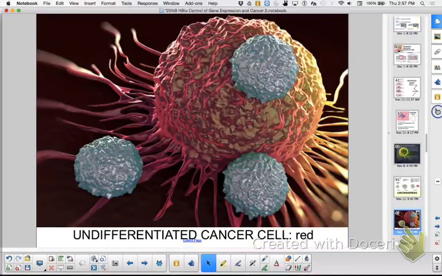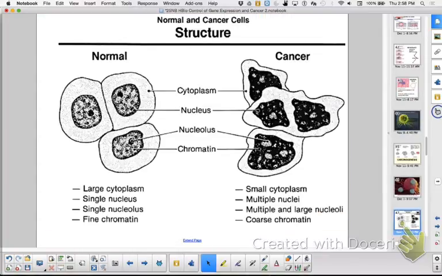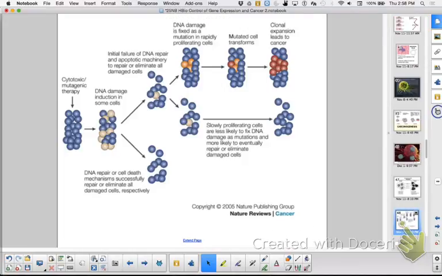Another characteristic, we started going into the characteristics of them, is they're undifferentiated. They don't look like all the other cells in that area. They have abnormal nuclei and cytoplasm space, and they can have multiple nuclei. So that does not look normal.